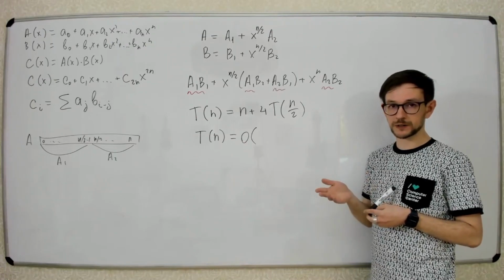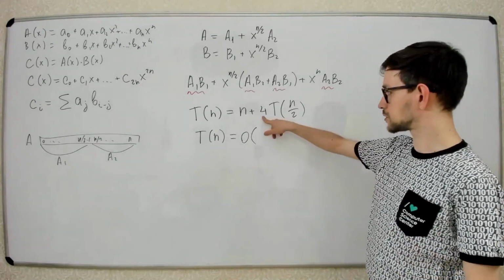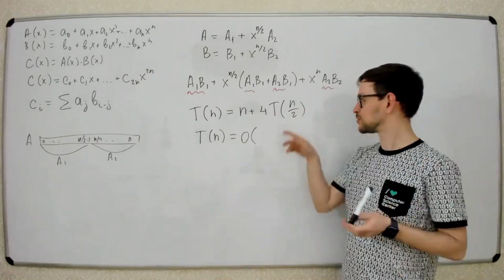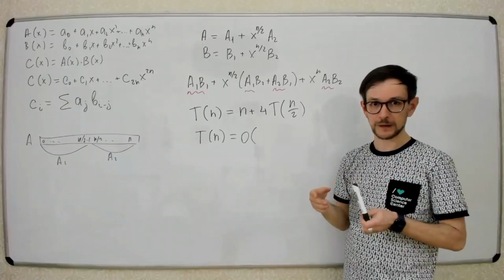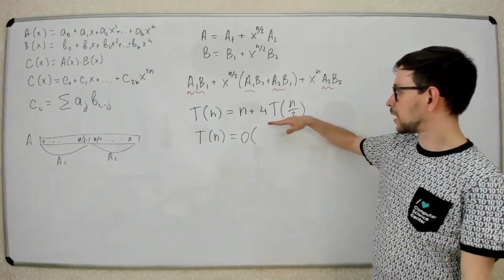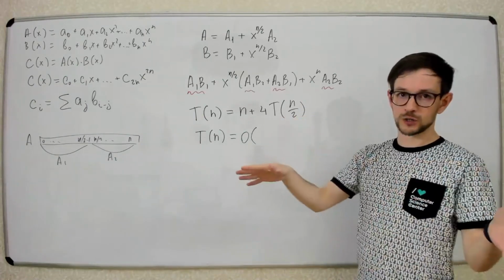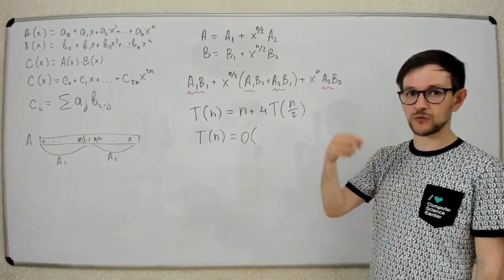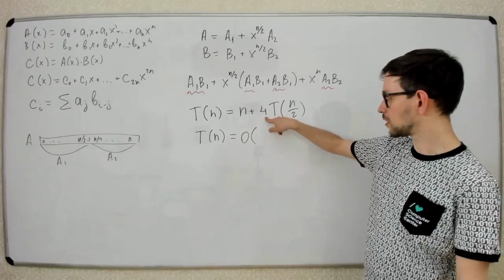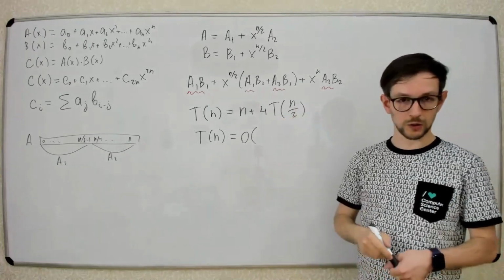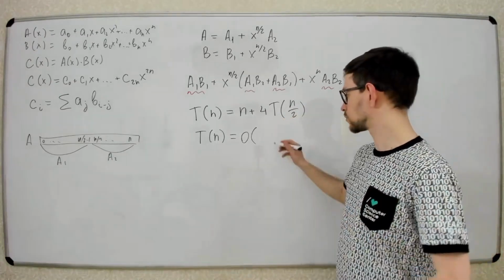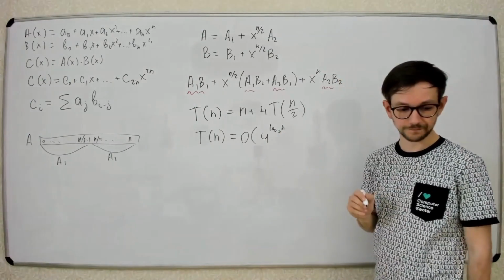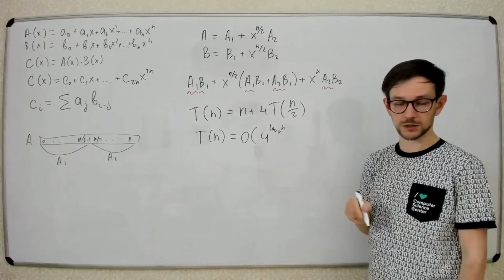Again, how to calculate time complexity? You have 4 recursive calls. Each time you divide the size of the problem by 2. So the depth of your recursion will be logarithm base 2, and the number of calls will be 4 in power logarithm base 2. So it's 4 in power log base 2 of n. And what's this?